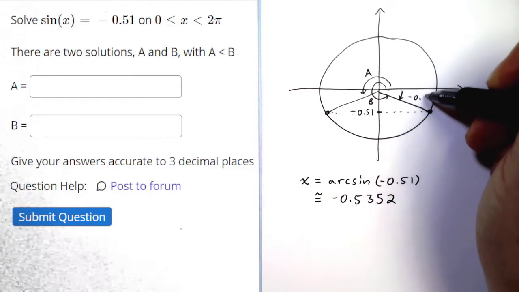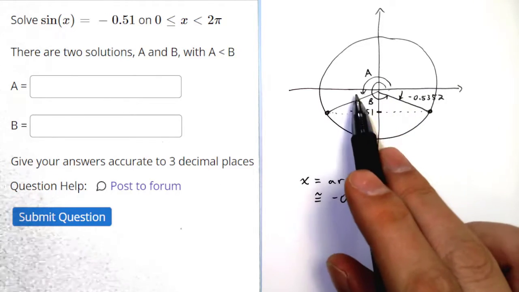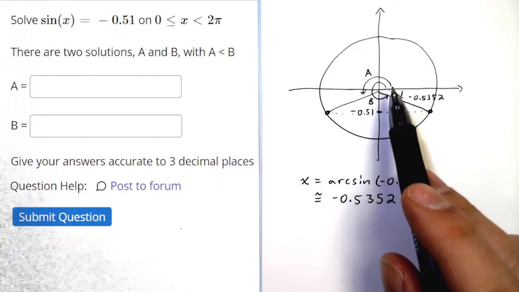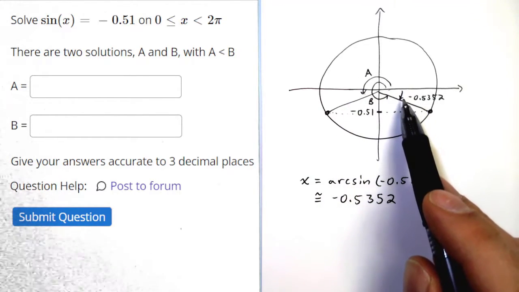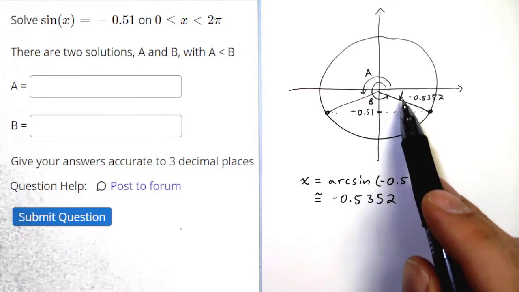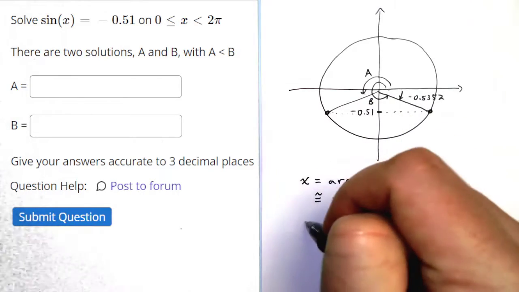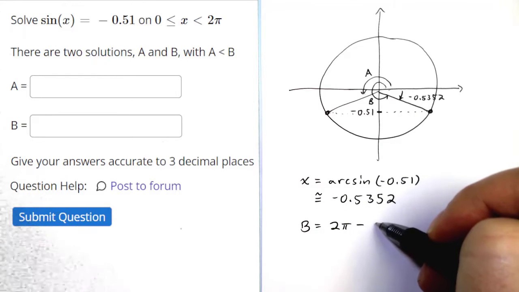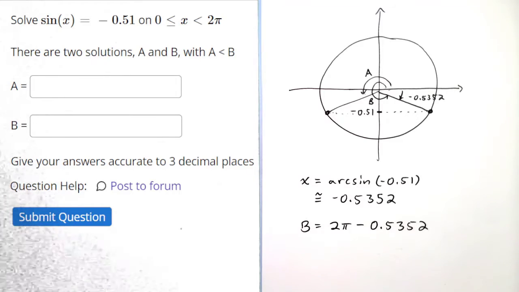So we just found this one, but that's not one we want. So how do I get this to become A and B? Well, I think I can easily get to B, because you can see one way to get B is to go all the way around 2 pi radians and then back up this amount. So if I just take 2 pi and add this number to it, I will have B. So B is actually equal to 2 pi plus this, or in other words, 2 pi minus 0.5352.